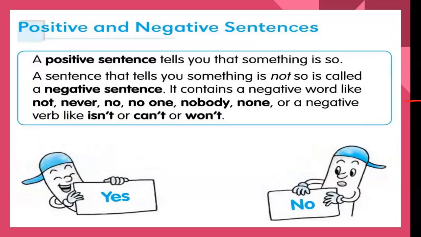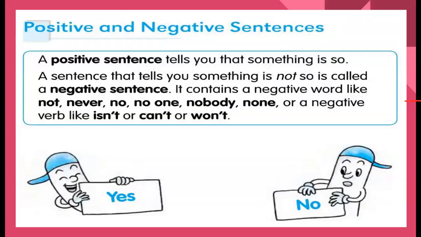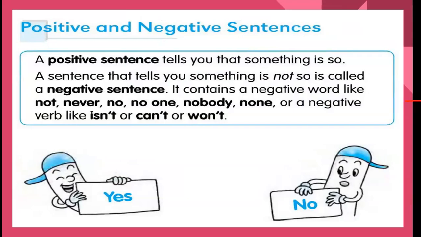Like I am going to the wedding, or I am going to my friend's wedding. That's a positive sentence. I will not be going to my friend's wedding because I have another appointment at that time. So that's called a negative sentence. I will not be going, or I'll not be attending my friend's wedding. So that's a negative sentence.